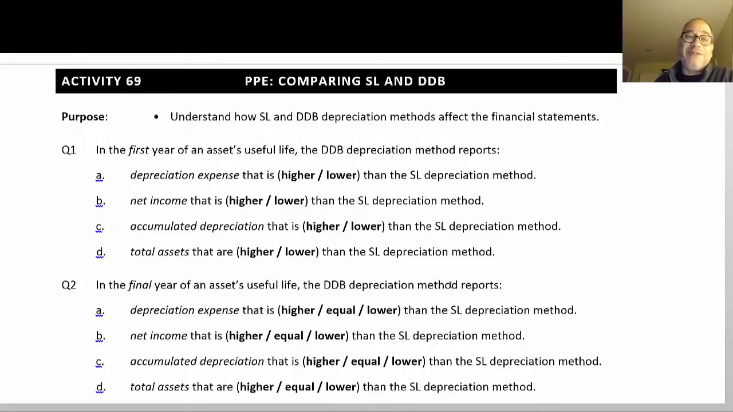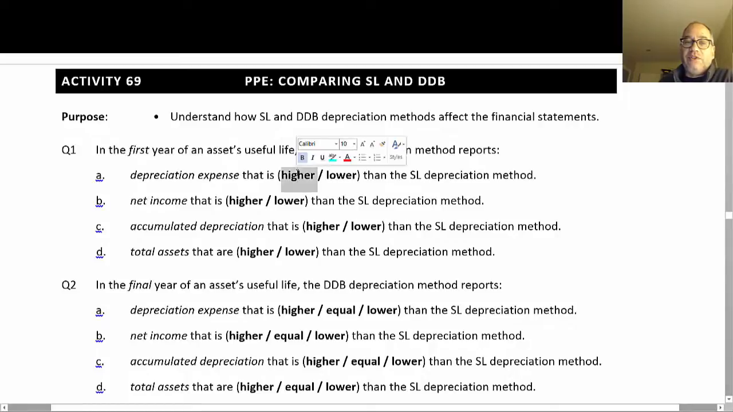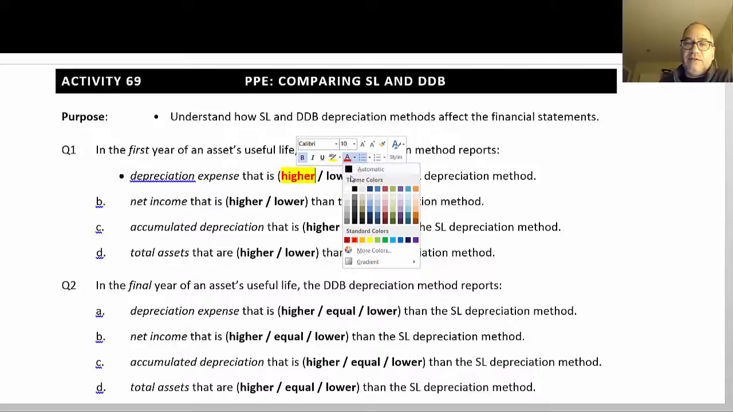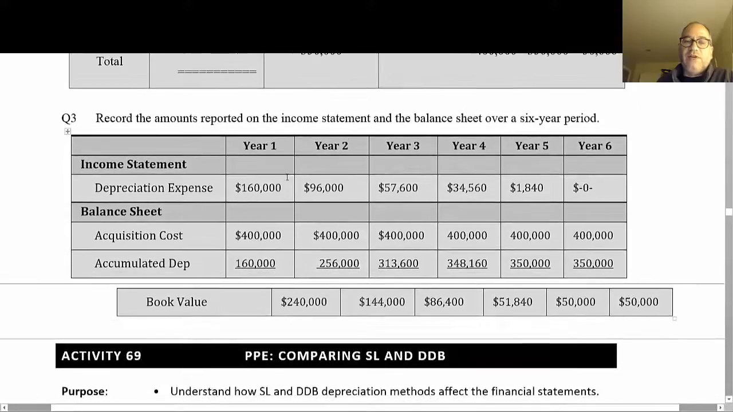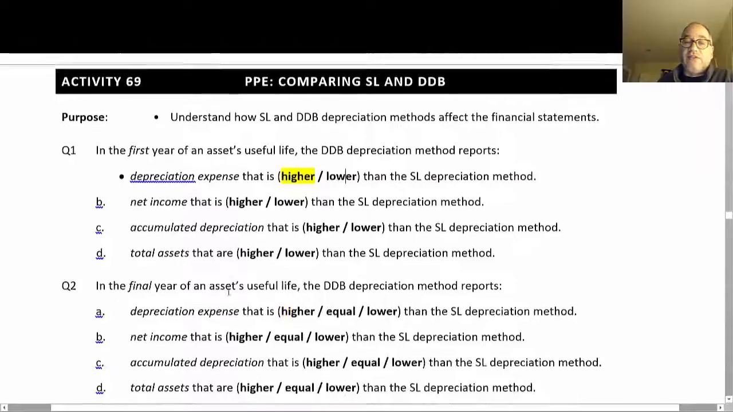good job. In the first year of an asset's useful life, the double declining balance depreciation method is going to report depreciation expense that is higher than the straight line method. Recall that depreciation expense in the first year was 160,000 under double declining balance, but it was only 70,000 under straight line. Now, what about income?